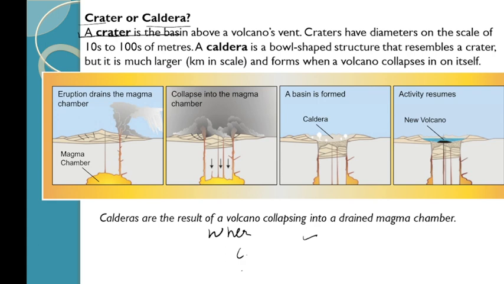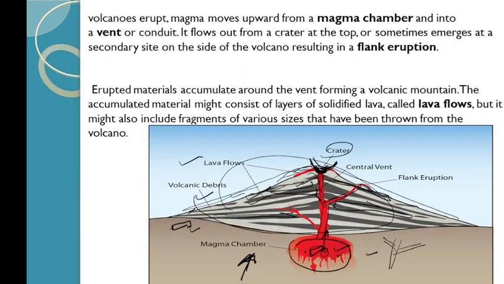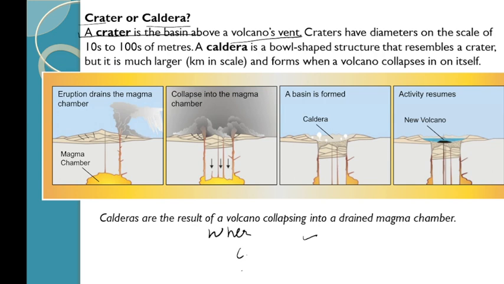A crater is a basin above a volcanic vent. This is the volcanic vent, and on the upward side you see the crater, a basin-like form. A crater has a small diameter. Underline this and put an asterisk mark. A crater has a small diameter, 10 centimeters to 100 meters, not much.